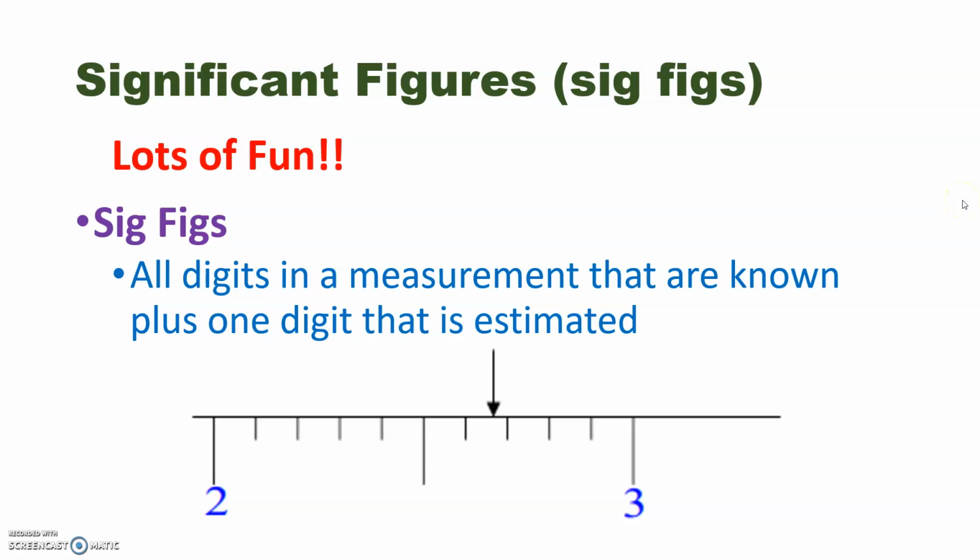What we're going to learn about in this video is significant figures, also called sig figs. You can see here they are lots of fun. Now the definition for sig figs is all the digits in a measurement that are known plus one digit that is estimated. So I'll show you examples here.